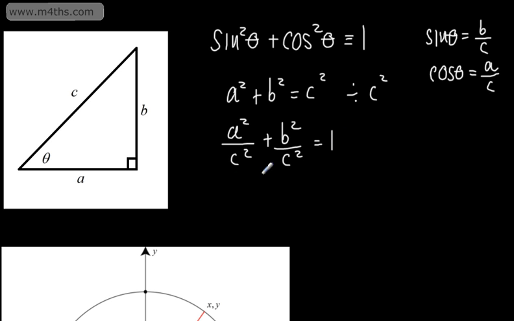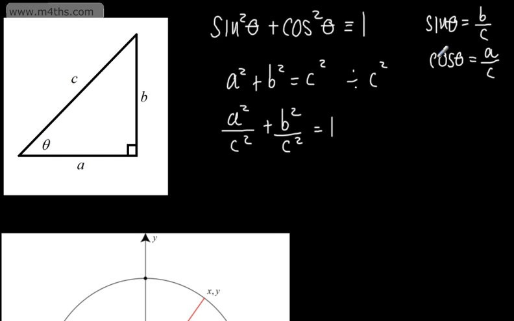So that now is what we would call a representation or demonstration rather than necessarily a proof. It's a demonstration that sine squared theta plus cos squared theta will always be 1.